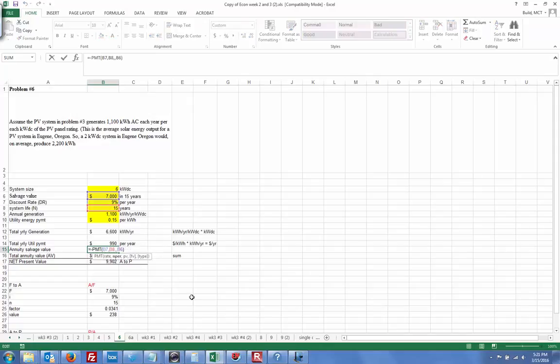The annuity salvage value. Okay, so PMT is the equivalent of A/P. So there are 3 inputs. B7, which is the discount rate, goes in first. B8, which is the lifetime, goes in second. There's nothing in the third slot, and the next one is the salvage value.